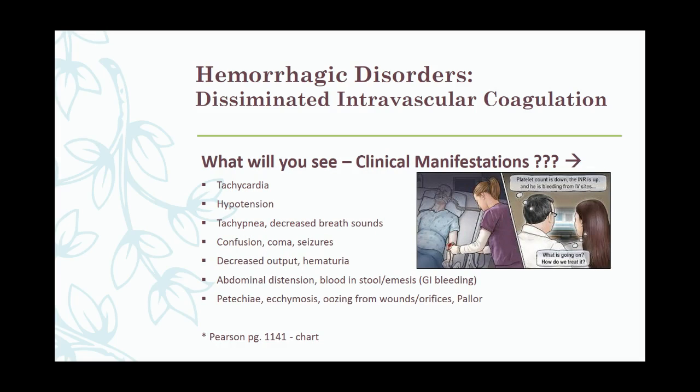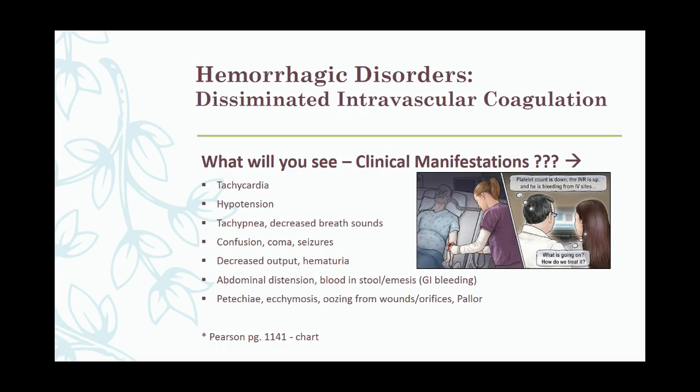So with DIC, what will you see? You're going to see tachycardia. You're going to see hypotension, tachypnea and decreased breath sounds, confusion, coma, and seizures, decreased output, hematuria, abdominal distension. You may see blood in the stool or emesis because of the GI bleeding. You'll see petechiae, ecchymosis, oozing from wounds and orifices, and pallor.